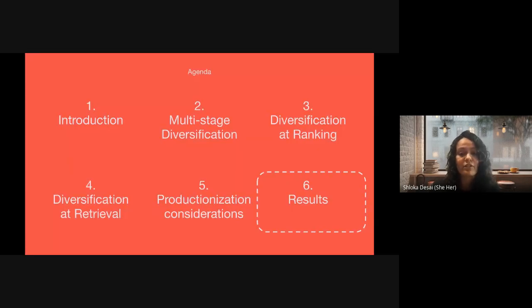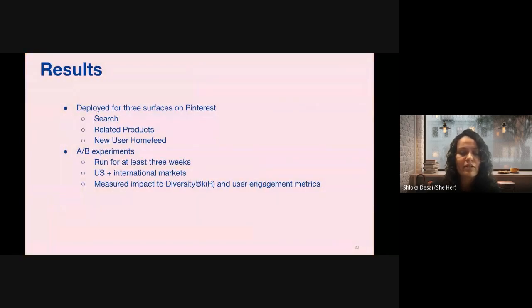In this section, I'll talk about the results of deploying these approaches. We deployed skin tone diversification for 3 surfaces on Pinterest: search, where a user can enter a text query and see pins that are relevant to their intent; related products, where users can see product pins that are similar to the pin they've selected; and lastly, new user home feed, which is the initial home feed they see when they first sign up on Pinterest.